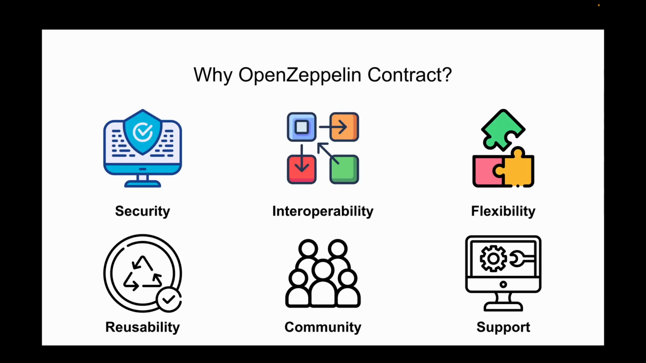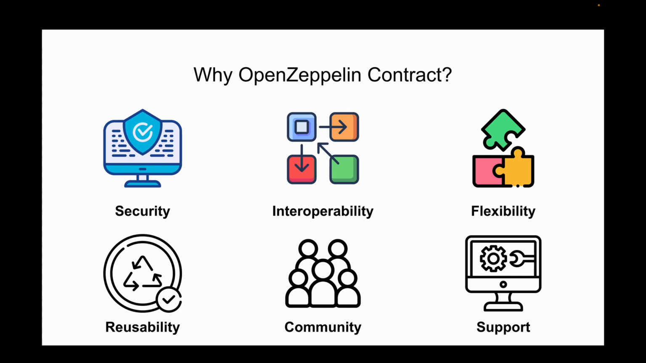So why OpenZeppelin contracts? There are 6 reasons why you might want to use OpenZeppelin contracts in your smart contract development. Firstly, on security, OpenZeppelin contracts provides a set of pre-built, battle-tested contract patterns that have been audited by reputable third-party security firms. By using these contracts, you can reduce the risk of errors and security vulnerabilities in your own code.